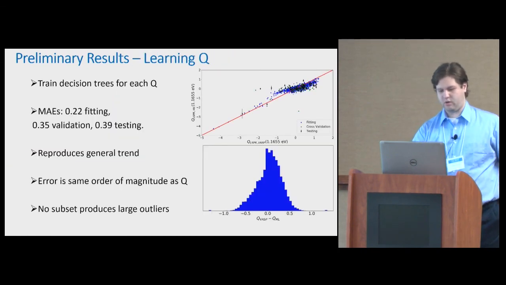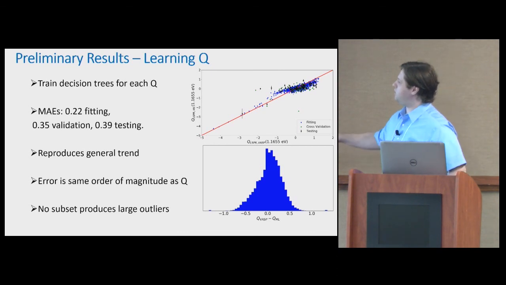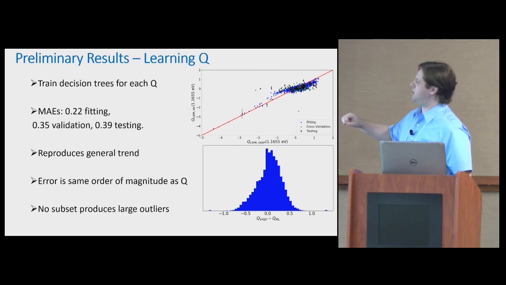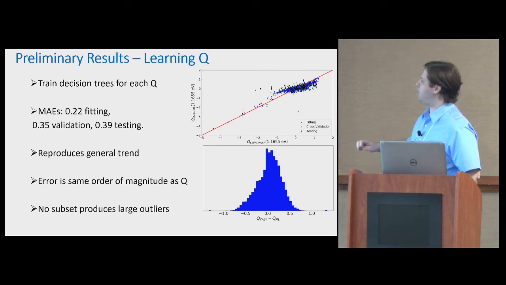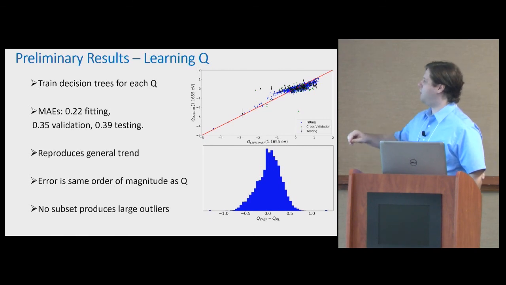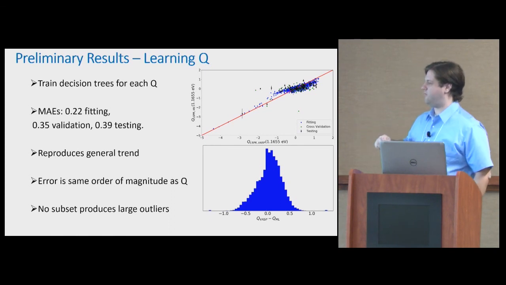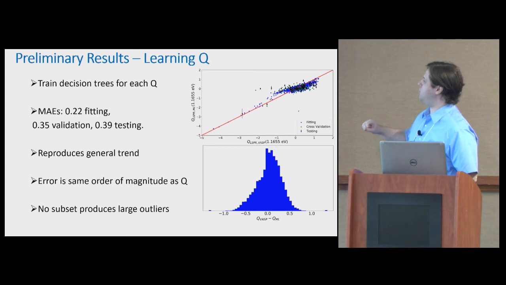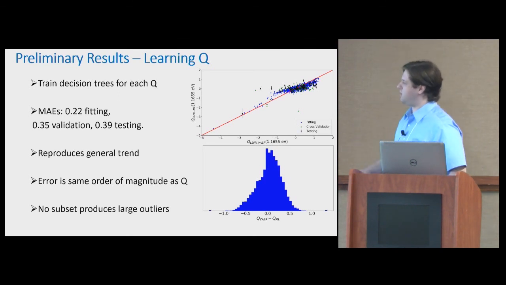So in learning Q, we train decision trees for each quality factor. On the upper right is what these plots typically look like. We plot the machine learning prediction of the quality factor versus the VASP calculated quality factor. The red line is to guide the eye. Ideally, in a perfect model, all points would lie exactly on it. Black points are the testing set, the materials for which we leave 10% fixed, blue is fitting, the materials for which we fit the model, and green is our validation.